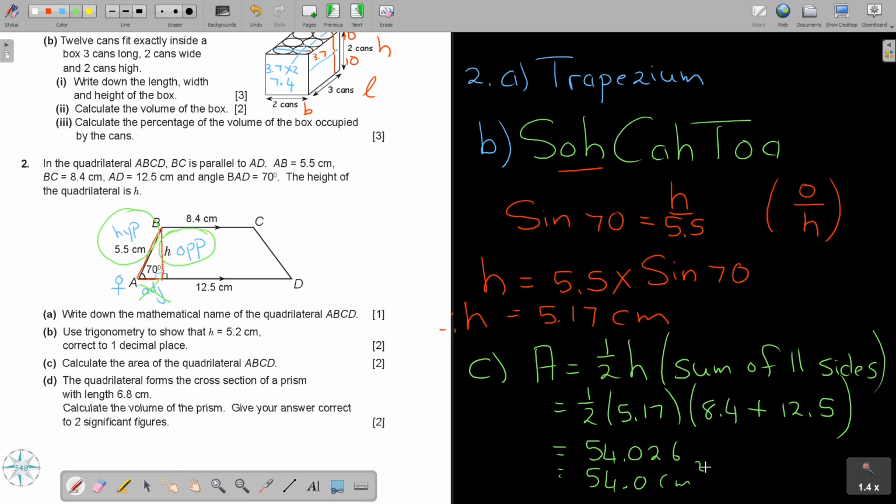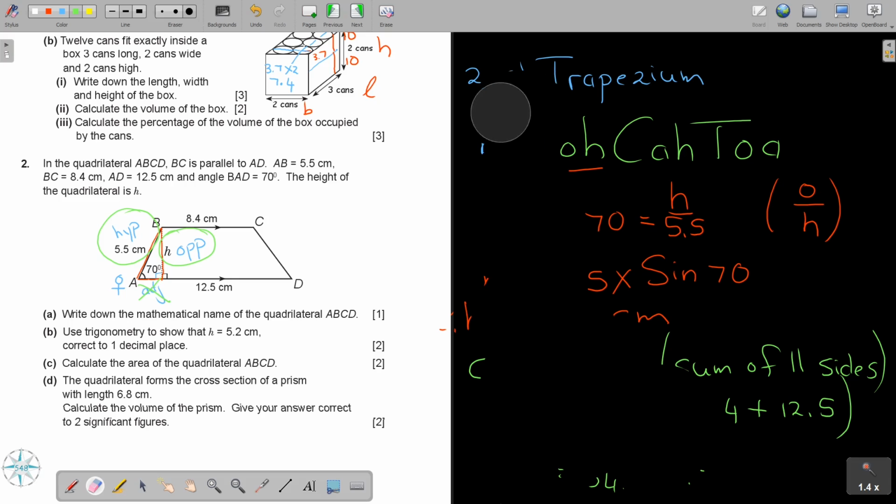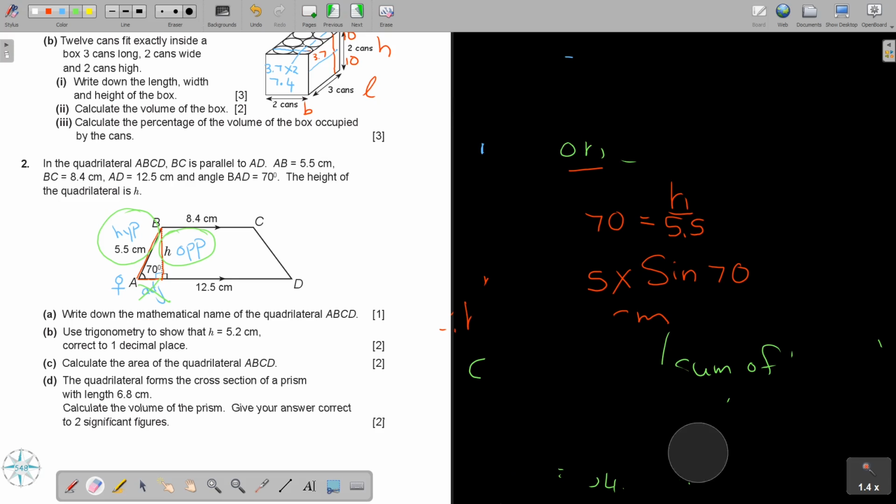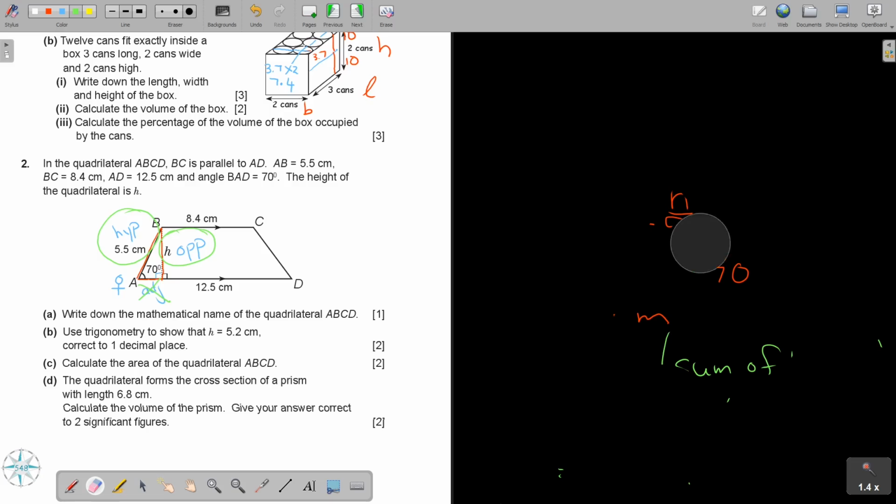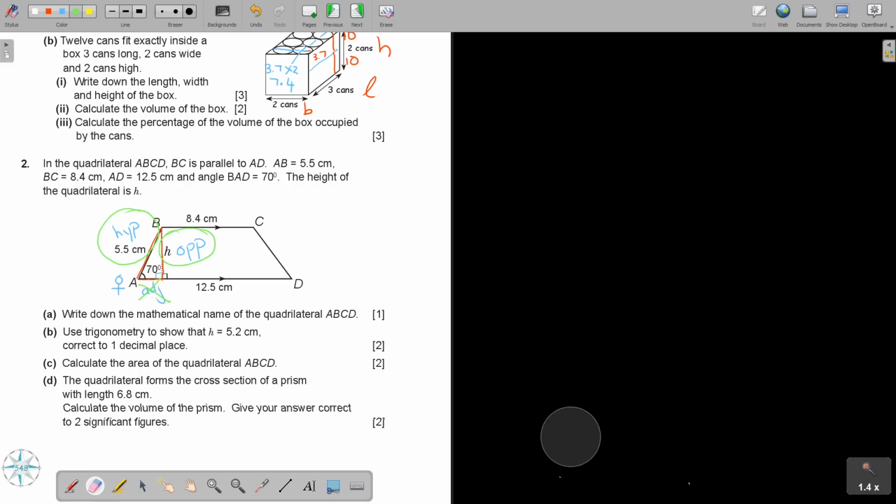Okay, and then number D, and I have to make space for D. Then I'm almost through with one page. The previous videos were so long, and I still have 2 challenging chapters, which I want to do today. Okay, so let's look at number D. The quadrilateral forms the cross-section of a prism with a length. So that is just going 3-dimensional. Calculate the volume of the prism, give your answer correct to 2 significant figures.